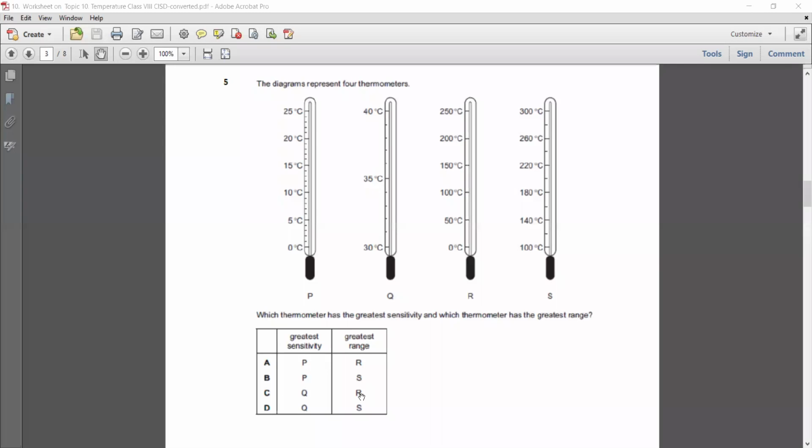The greatest range is R, because the range for R is 250 and for S it is 200. So the range is biggest in R. Clear, everyone? Range is clear, sensitivity is clear, and the relation of range and sensitivity. Now let's go again to that note.